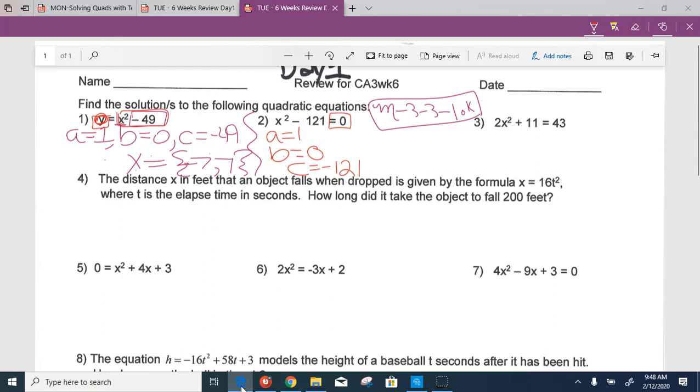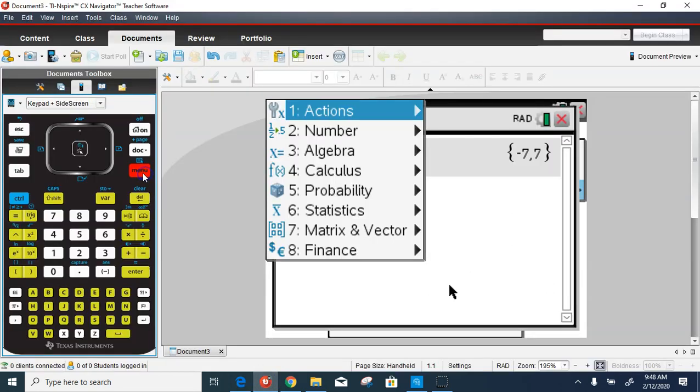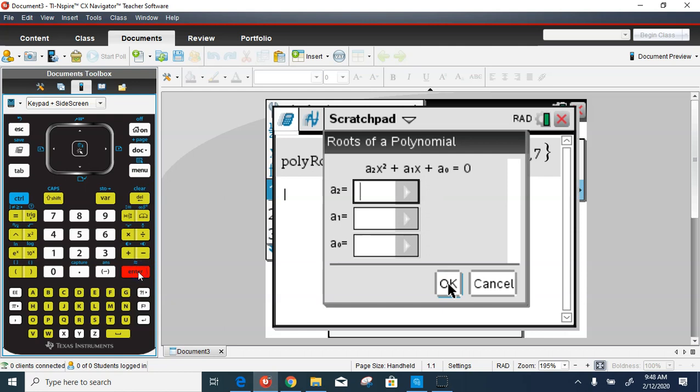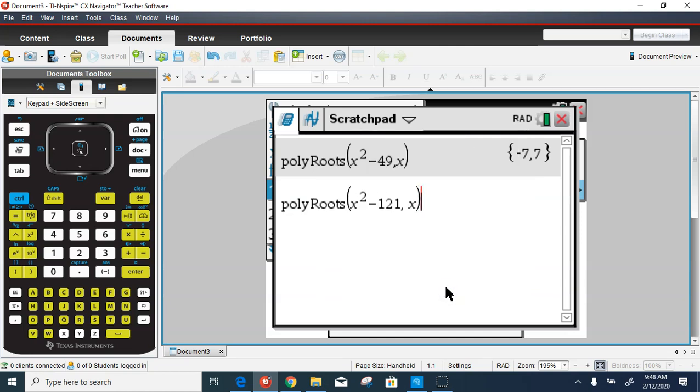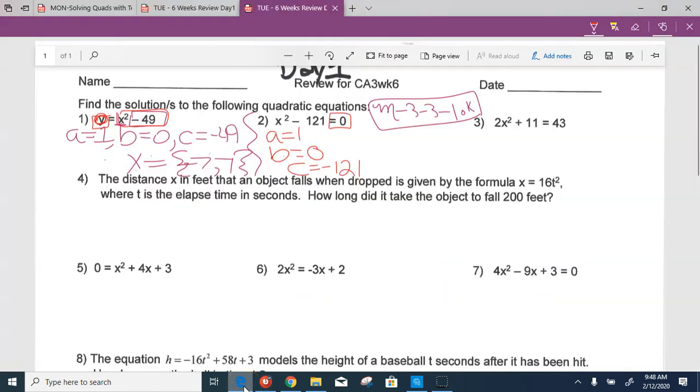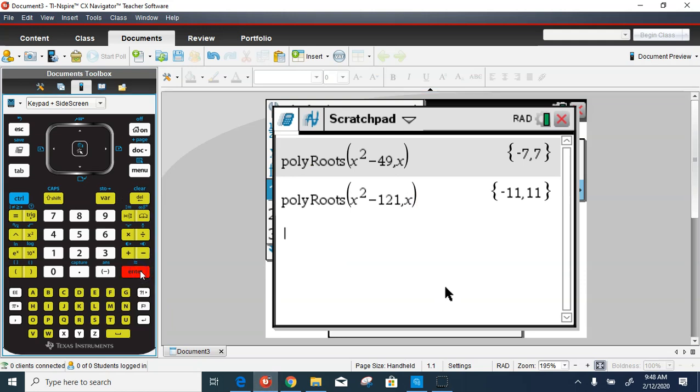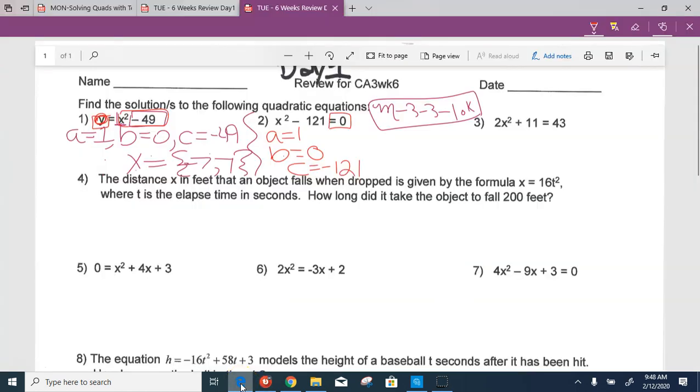So my coefficients and constants are 1, 0, and negative 121. Menu, 3, 3, 1, enter. It's 1 x squared plus 0x minus 121. Making sure not to forget the minus sign. Let me go ahead and press OK. I see it in my equation there. It looks exactly like the one I have up there. So go ahead and press enter. Negative 11 and positive 11 are the solutions for number 2. X equals, in bracket form, negative 11, positive 11.